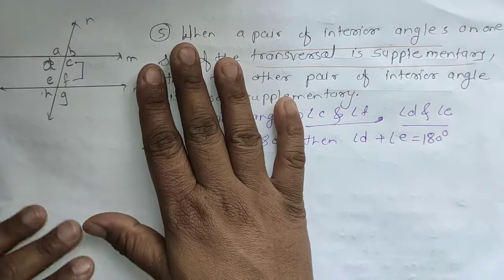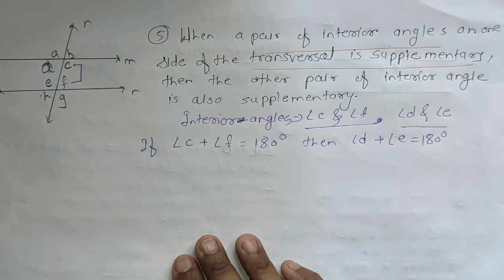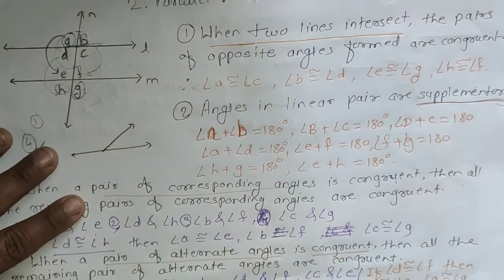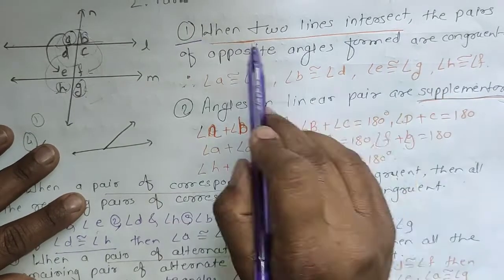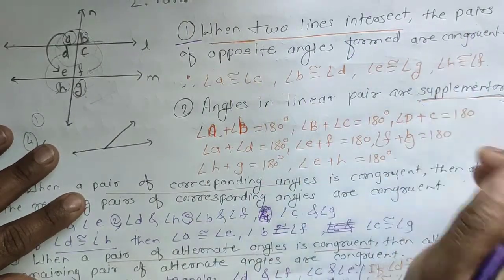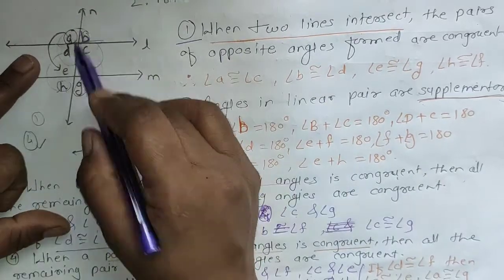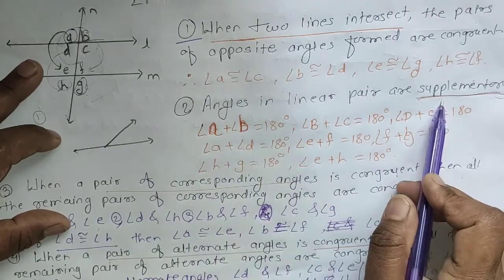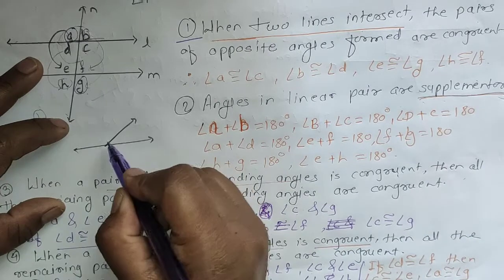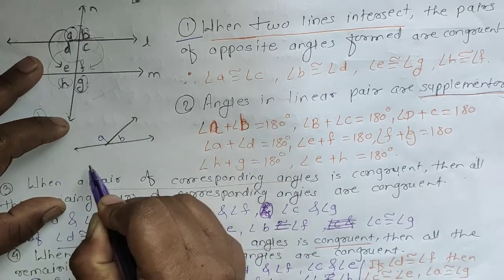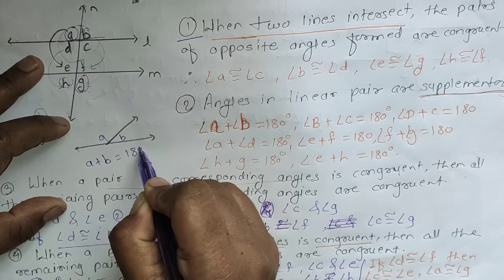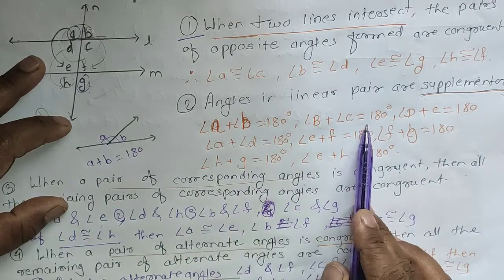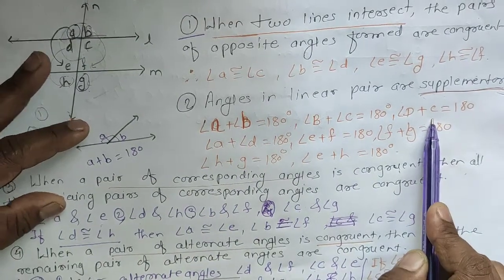So these are the five important properties of parallel lines. The first property is that when two lines intersect, the pairs of opposite angles formed are congruent. So these two lines are intersected by this, and the pairs of opposite angles formed are congruent. Angles in a linear pair are supplementary. Linear pair means on a straight line, so angle A plus B is equal to 180 degrees if these two are in a linear pair. In the same way here, angles on a straight line have measures that are supplementary, meaning 180 degrees.